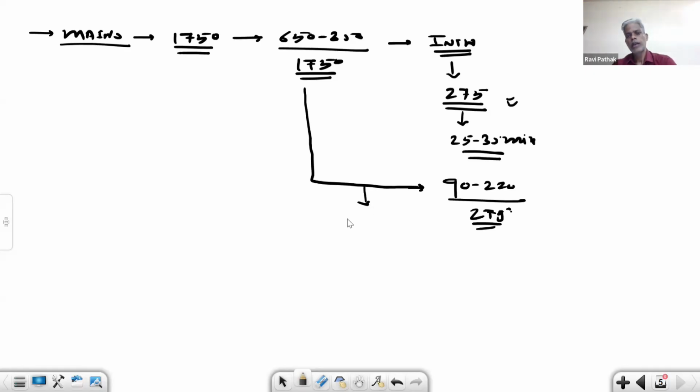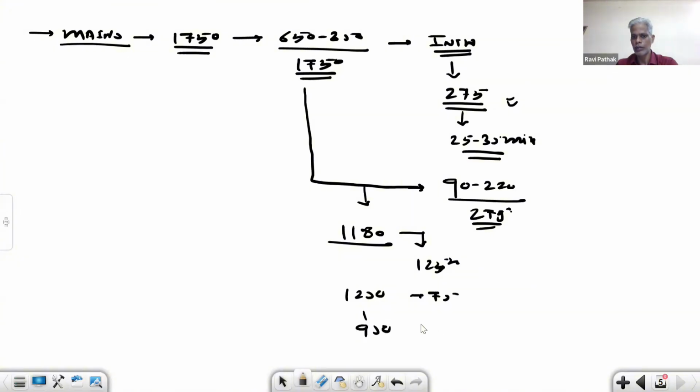Let's say suppose a student has got 1180 marks, right, out of total. So with 1180, he or she may get, let's say, 125th rank or so. Somebody has got 1250, so he may get around 75th rank or so. Somebody has got 950, so he or she may get 825th rank. This will go on depending upon the marks which have been secured by the candidate.